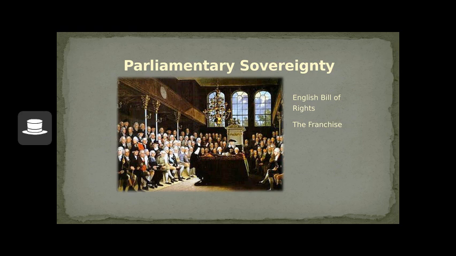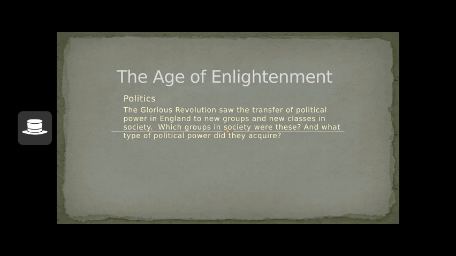Okay, and so I want you to think, who is essentially in power now? We've seen that during the Glorious Revolution, there's a big transfer of power to new groups and to new classes in society. And between this and the English Civil War, which groups in society benefited the most from this? And what types of political power did these groups acquire?